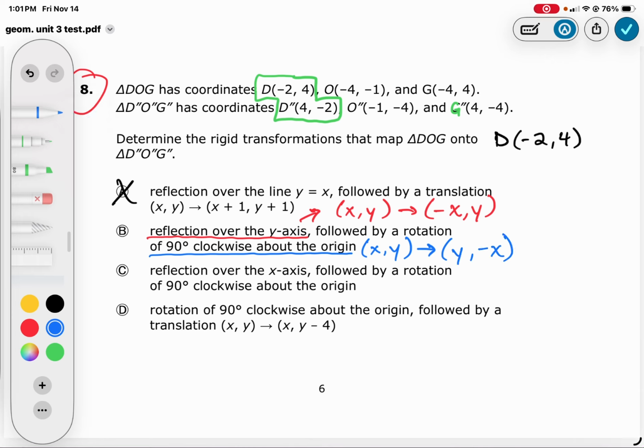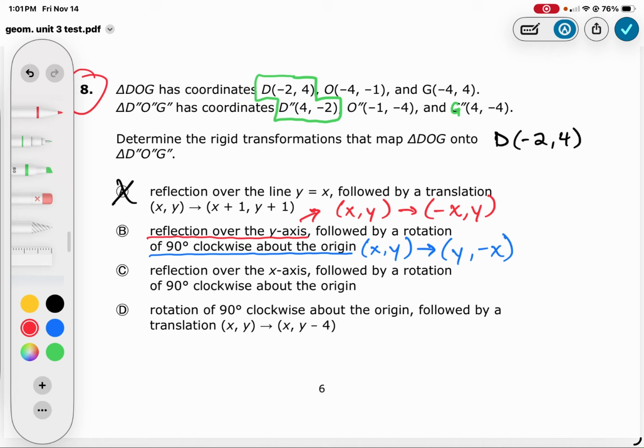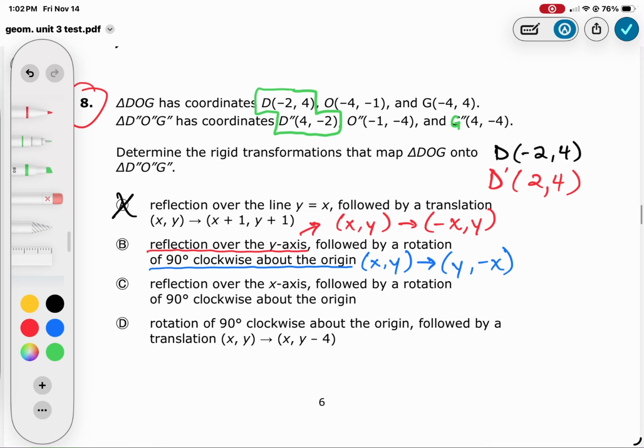So now we're going to do answer choice B. We're going to perform those transformations on the ordered pair -2, 4 to see if it gives us the correct answer for the new D. When we do the first transformation, we're going to keep x and y in their same position, and x is going to change to its opposite. So after the first transformation, D becomes 2, 4.